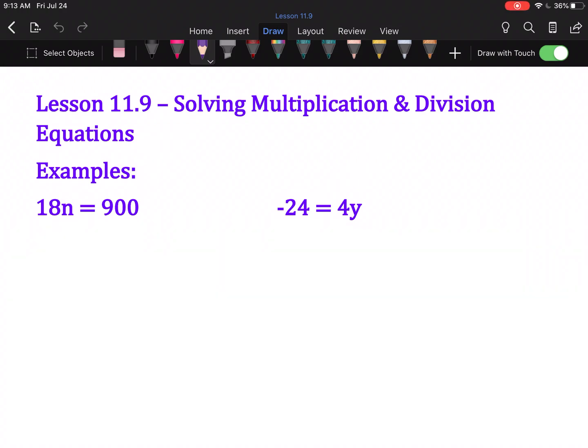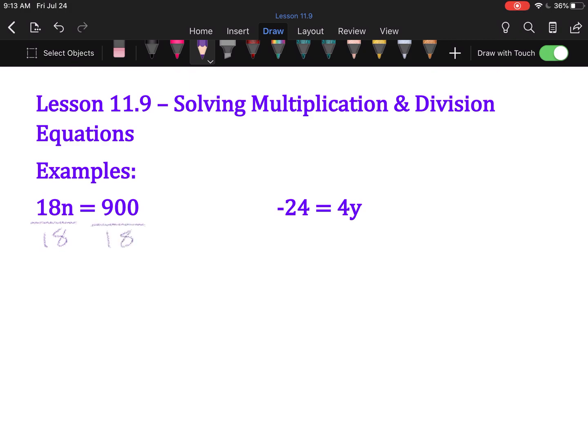And the last type of one-step equations are multiplication and division. So my first two examples, I have 18n equals 900 and negative 24 equals 4y. These are multiplication equations. 18n is multiplication. So to undo multiplication, the opposite of multiplication is division. So I'm going to divide both sides by 18.